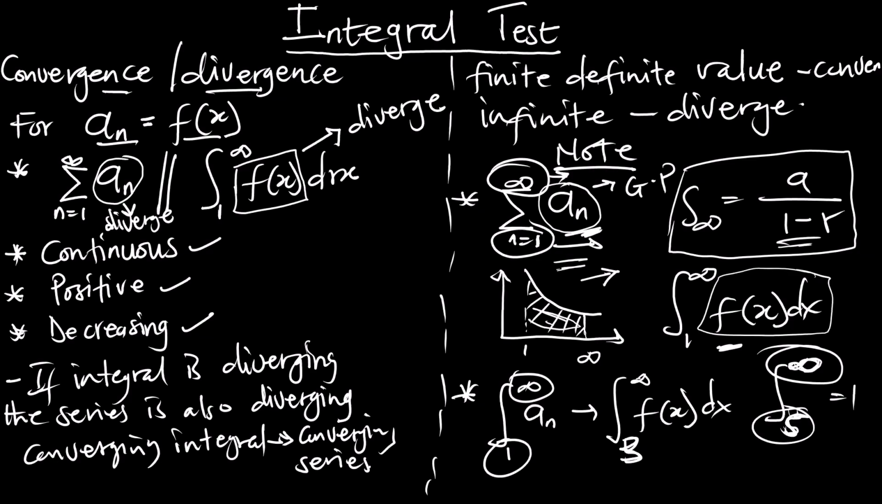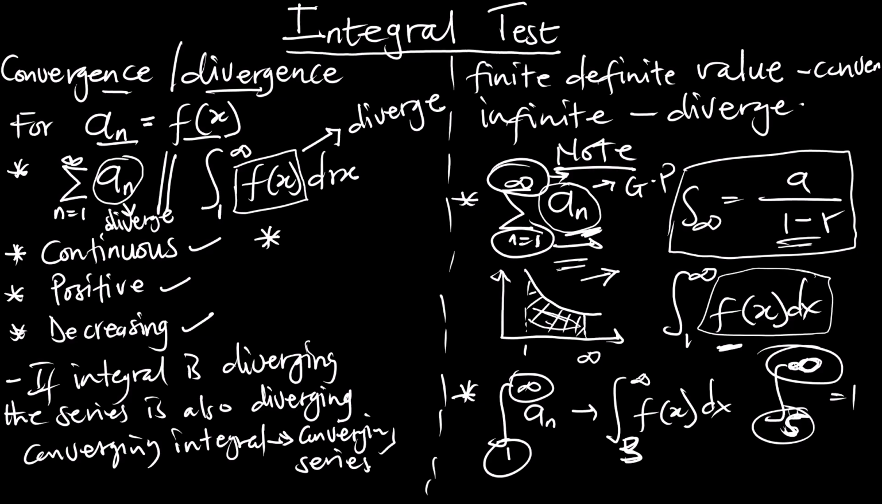Now let's talk about the last keynotes. Please pay attention to all these keynotes. They are very important. So the last keynote is that the decreasing of a function can be determined from the first derivative of the function.